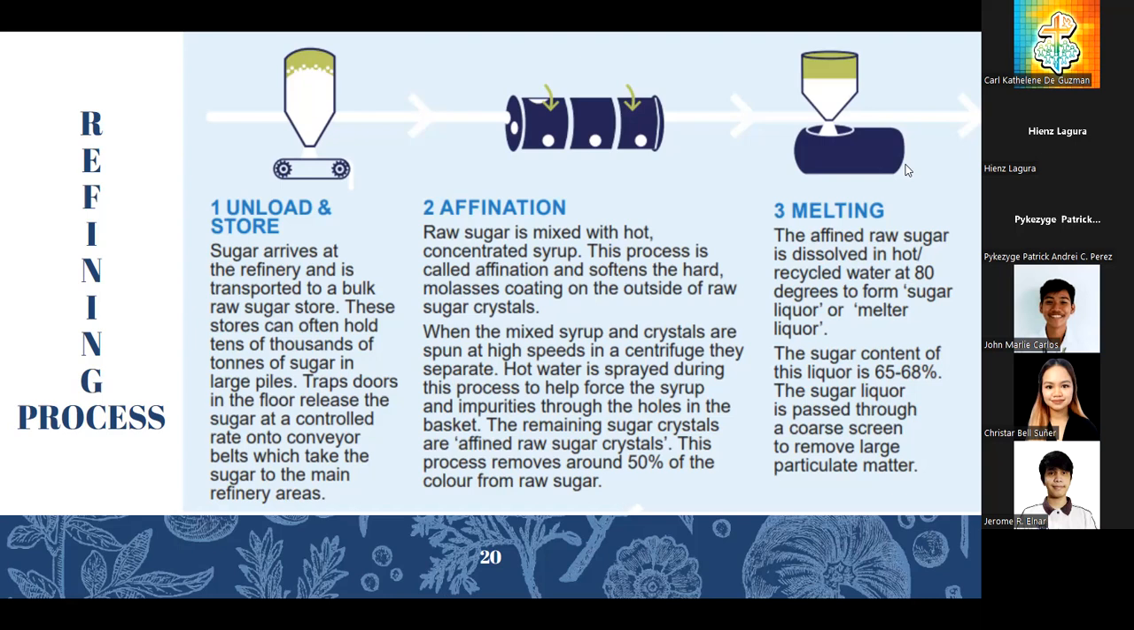Third is melting. The affined raw sugar is dissolved in hot or recycled water at 80 degrees to form sugar liquor or melter liquor. The sugar content of this liquor is 65 to 68%. The sugar liquor is passed through a coarse screen to remove large particulate matter.